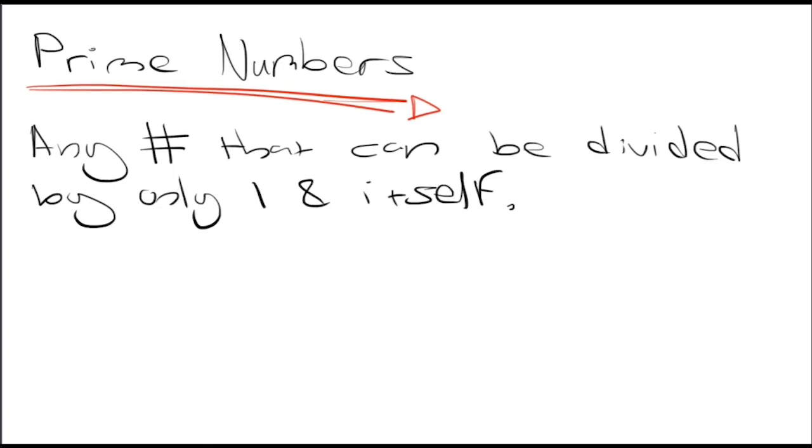One example we have is 2. Another one we have is 3. Okay, 4 is not a prime number because you'll realize that you can divide 4 by itself. You can divide 4 by 2. And you can divide 4 by 1. So of course, we see that 4 is not a prime number. So let's look at what our next prime number is. We've got 5.